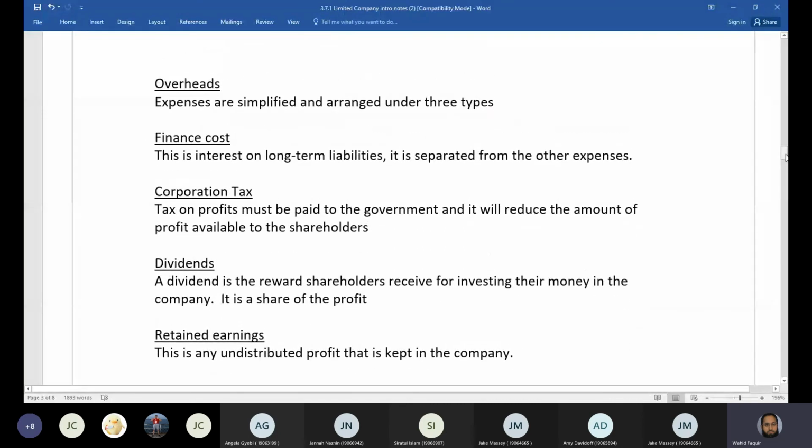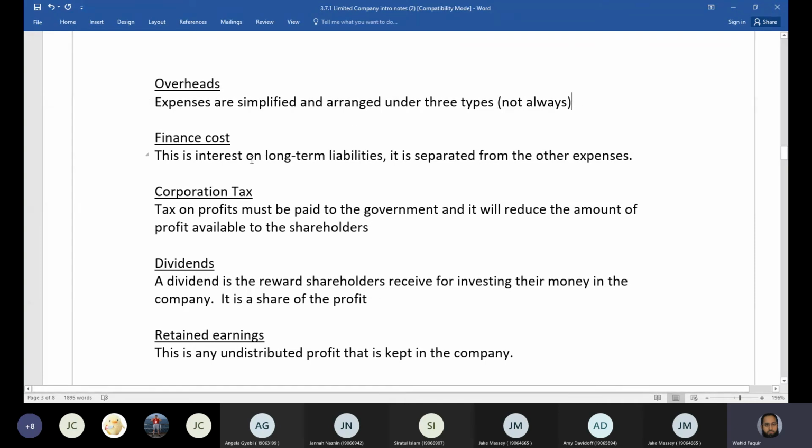Very quickly with the definitions then. Overheads, it says, are arranged under 3 types. In brackets, we'll say not always. In the exam, they break it down, so you can put a separate line for depreciation, a separate line for heat and light, if you've got accruals and prepayments. So not always, we'll say that.